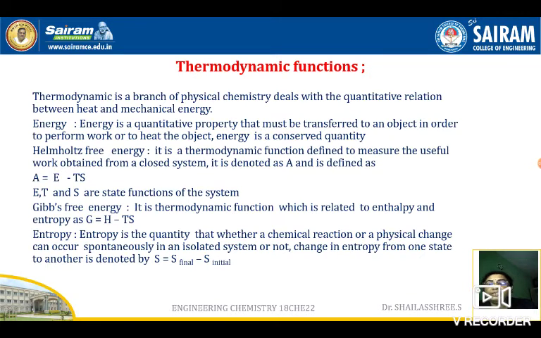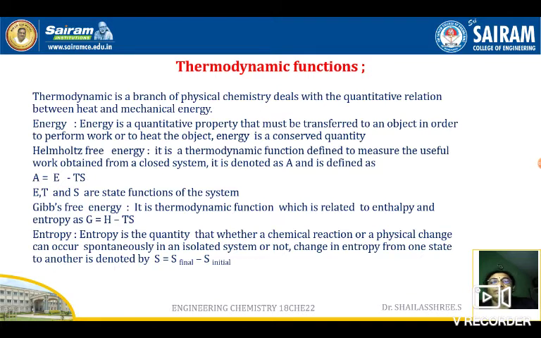tells whether a chemical reaction or a physical change can occur spontaneously in an isolated system or not. Change in entropy from one state to other is denoted by delta S is equal to S final minus S initial. These are some of the basic thermodynamic functions which you have already learnt in PU classes.